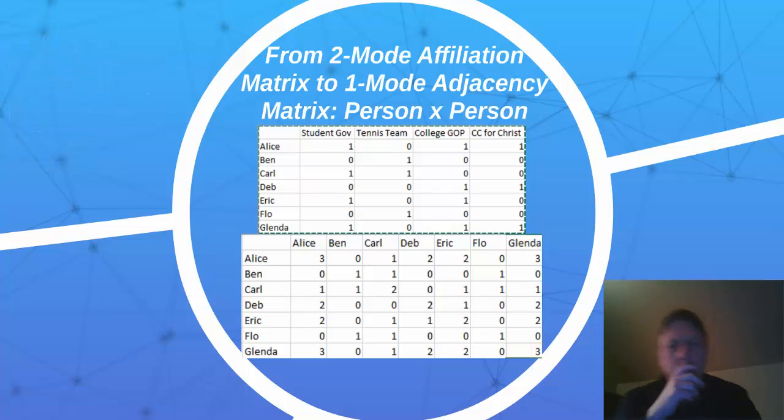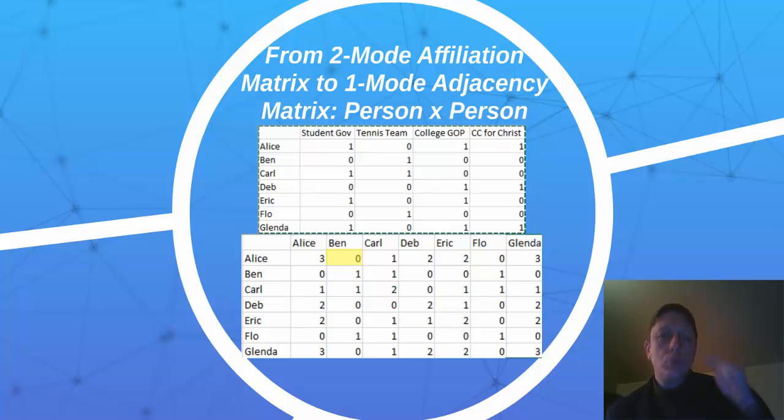Okay, so what does that mean? It means that we understand the diagonal. It tells us something useful. It tells us who is a member of more organizations. But now let's go off the diagonal from Alice to Ben.